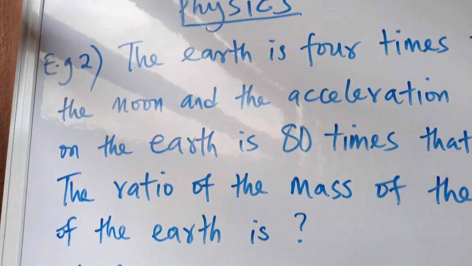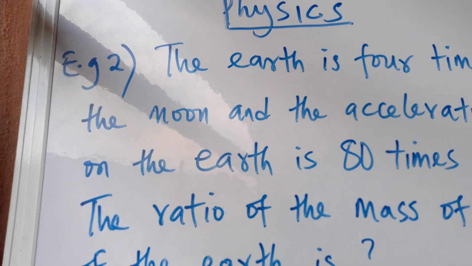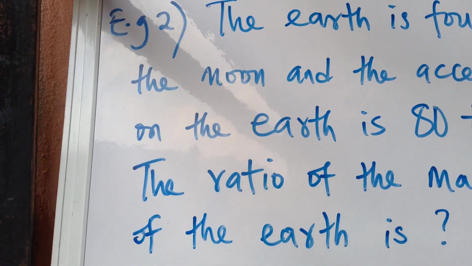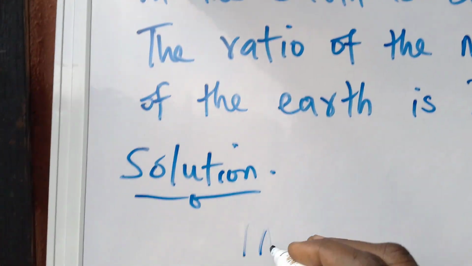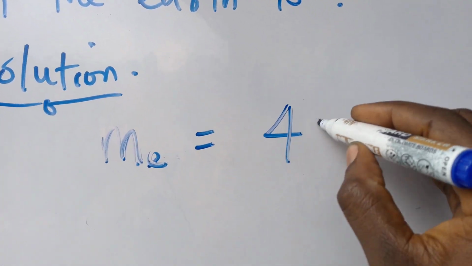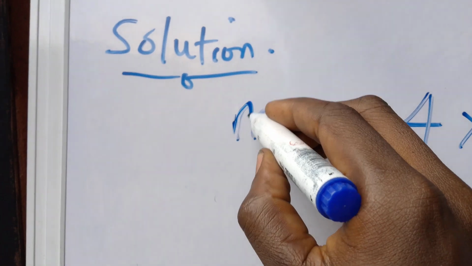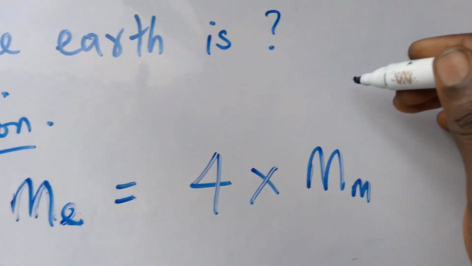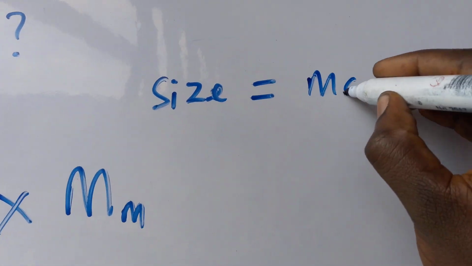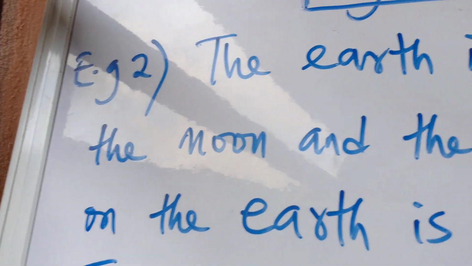The second question says that the Earth is 4 times the size of the Moon. It then means that the size there implies the mass. So you can say the mass of the Earth is 4 times the mass of the Moon. Take note that the size there means mass.